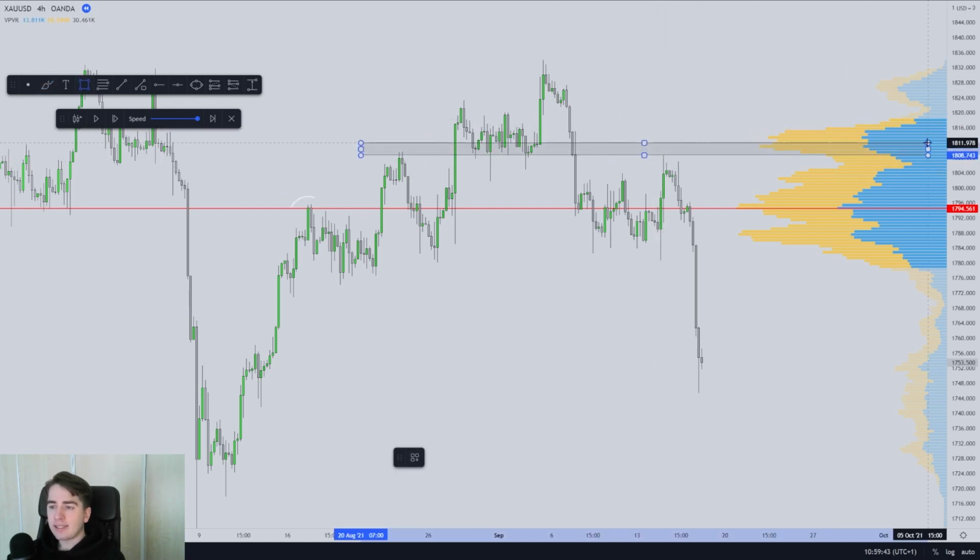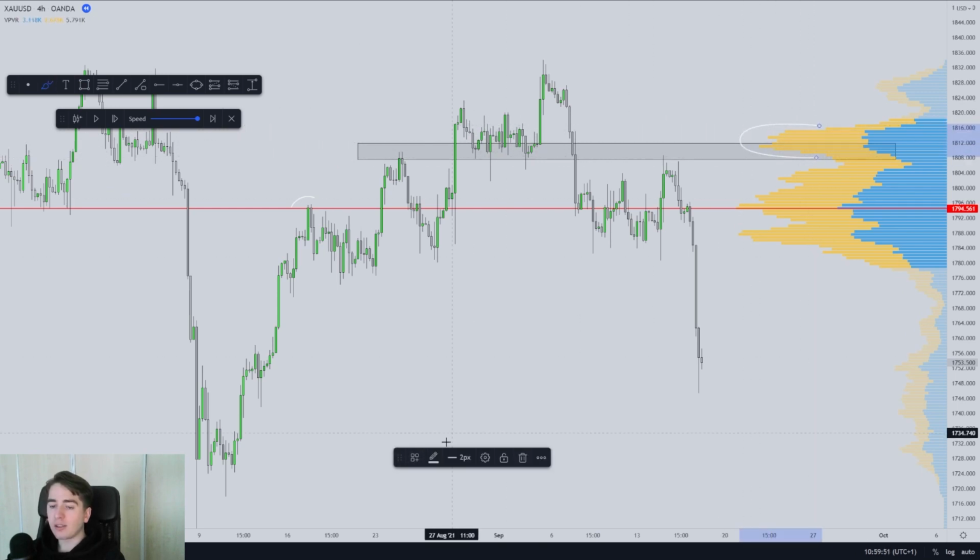And what you'll then see is that exactly on that spot where you have this area of support and resistance, if we look to the left, you'll see an area of high volume within the market. So these areas of high volume can be interpreted as areas of support and resistance.